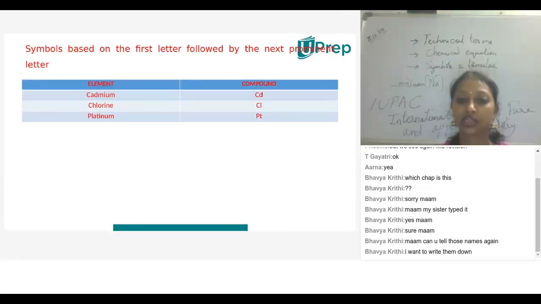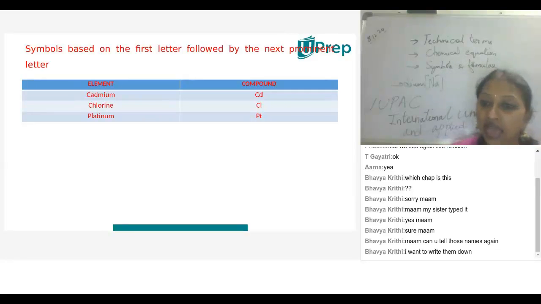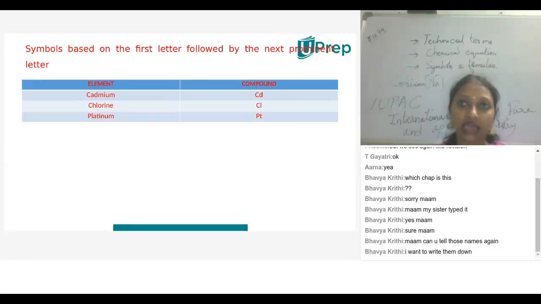Symbol based on the first letter followed by the next prominency. It can be taken from the third letter's importance or the fourth letter's importance: cadmium Cd, chlorine Cl, platinum Pt. They may have taken the first letter or the second letter, and sometimes the third or fourth letters. Cd, Cl, Pt.